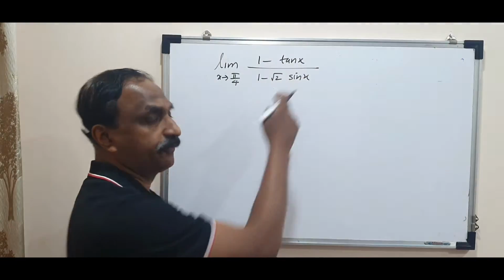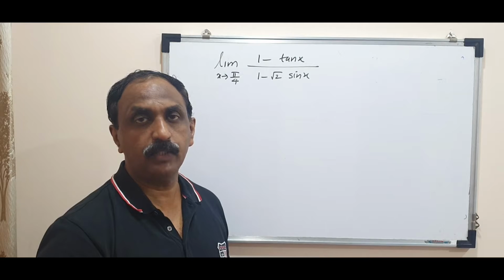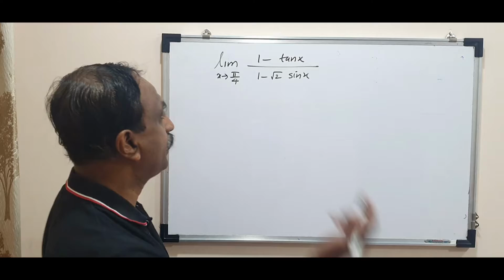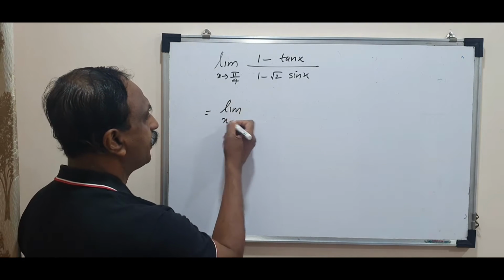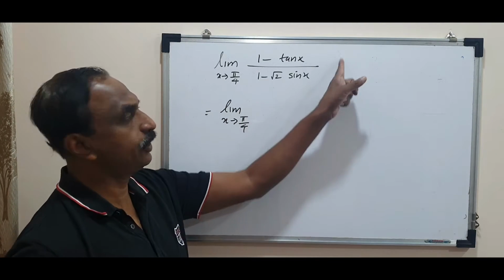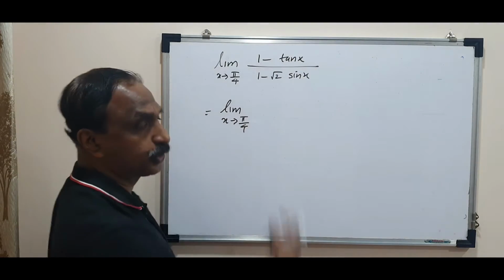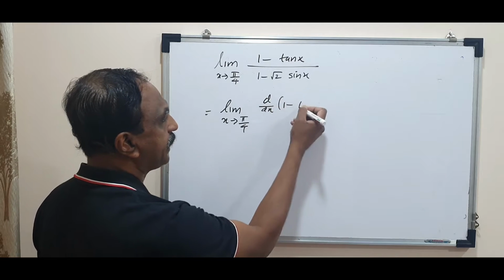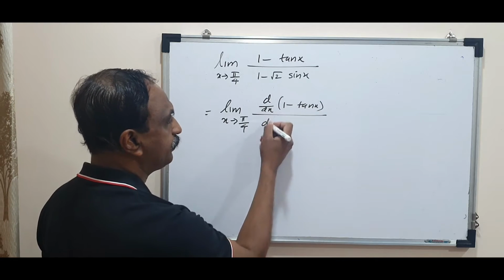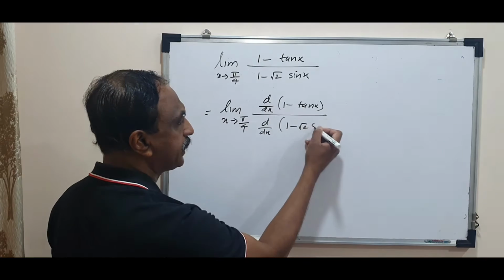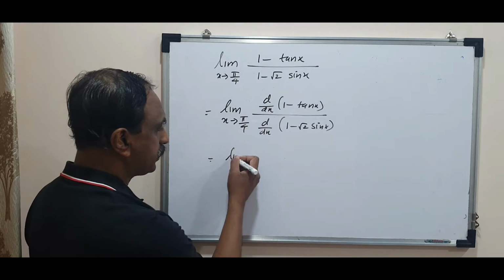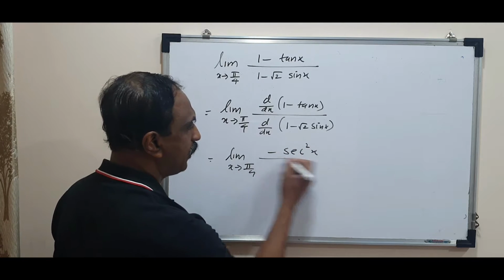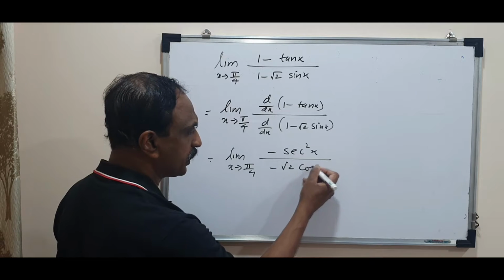Again, this is a pure trigonometric function. The usual method of evaluation is getting the common factor, but it takes time and you need to know all the formulas of trigonometry. So it's very simple to do by the derivative method. First of all, you notice that the numerator and denominator become 0 by 0 on direct substitution of x by pi by 4. So I differentiate the numerator, derivative of 1 minus tan x, divided by derivative of 1 minus root 2 sin x. When you differentiate the numerator, you will get minus sec square x, and when you differentiate the denominator, minus root 2 cos x.